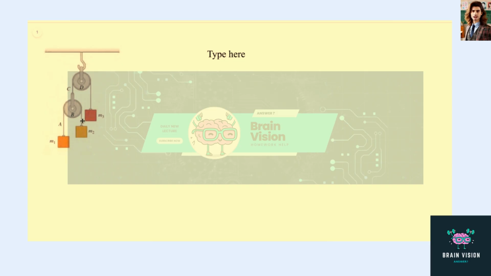So since this system, the acceleration in all of these cases is going to be down because everything is going to be falling down because gravity is the only real force acting on it other than the tension that's going to be holding up each of these weights. So I'm going to call down the negative y direction to be the actual positive direction here, just to make things easier.